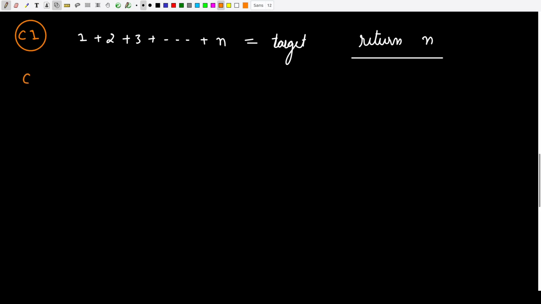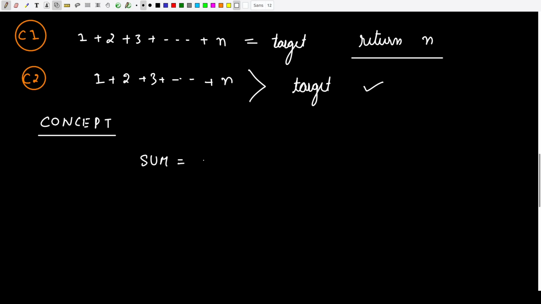Now the second case is where the sum of the numbers exceeds the value of target. So for the cases where it exceeds the value of target, how do we solve such cases? Well, in order to solve such cases, let us first understand a concept. So the concept is essentially, let us say the sum of the numbers is represented by sum. So 1 plus 2 plus 3, and let us say there is some intermediate number x, and then all the way till n. And let us say this sum is something which I am representing by sum.